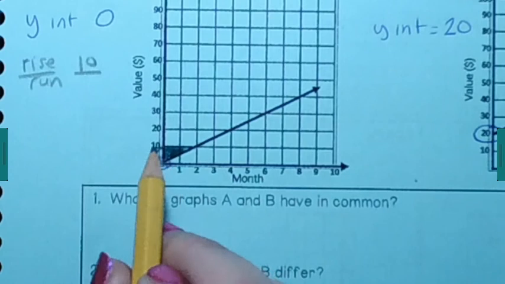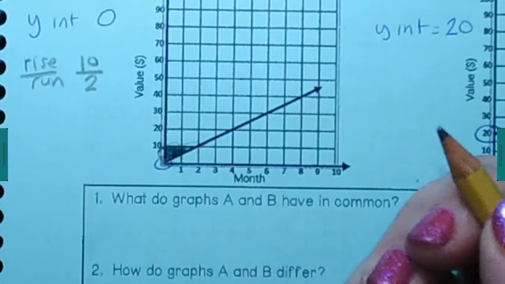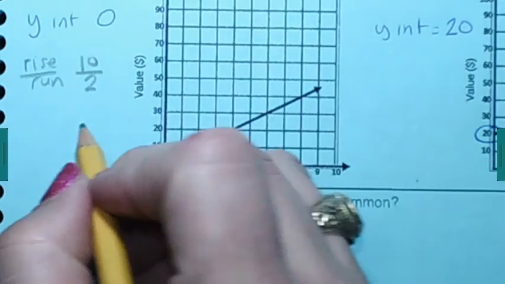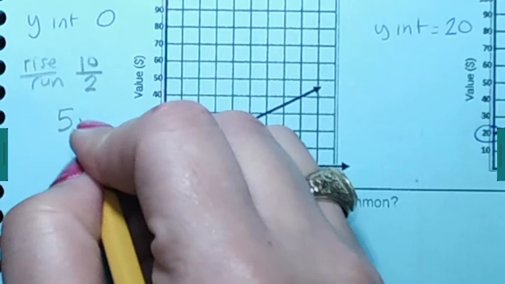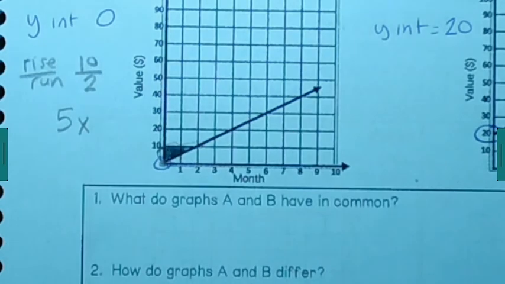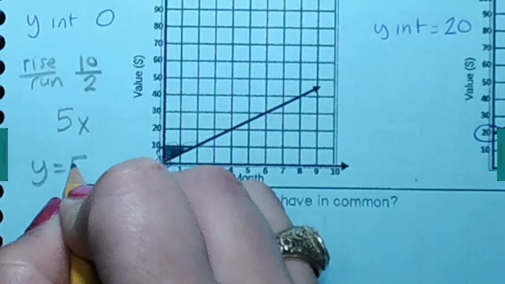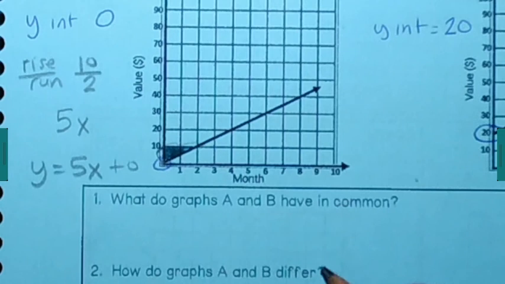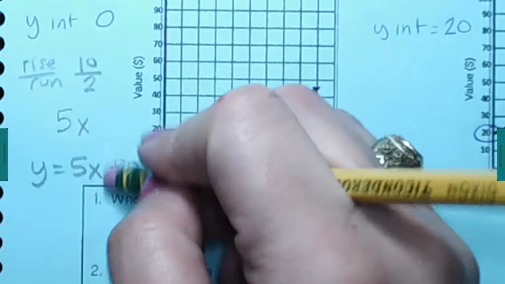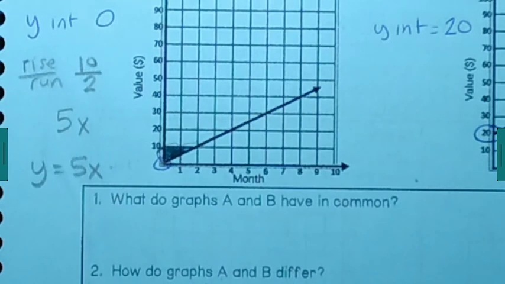Now how far did I run over? 2. Okay. What does 10 over 2 equal? 5. And then every single time we have a rate, what do we want to attach to the end? An x. Okay. Every single time we want to attach that x. So my equation is y equals 5x. And then I can add the plus 0 if I want, but do I really need to add that? No, okay? But writing it might help you remember, oh, the y-intercept is 0, but you don't really need to write it, okay? Let's come over here and look at graph B.